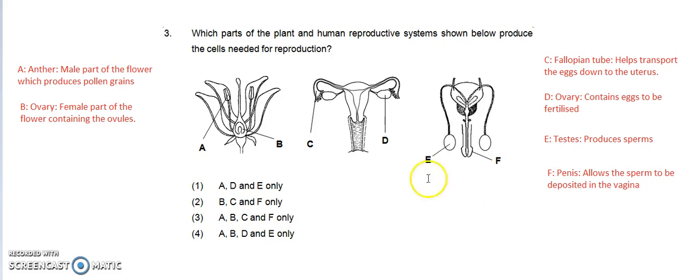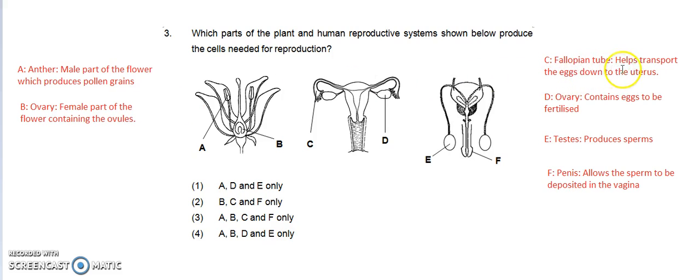Okay, looking at these, which cells are needed for reproduction? For anther, yes, because it is a male part of the flower which produces the pollen grains. The pollen grains are needed to fertilize the eggs or the ovules. So A is needed for reproduction. What about B? It is a female part of the flower containing ovules. So it is definitely needed for reproduction because the ovules are the eggs which need to fuse with the pollen grains to form a fertilized egg.